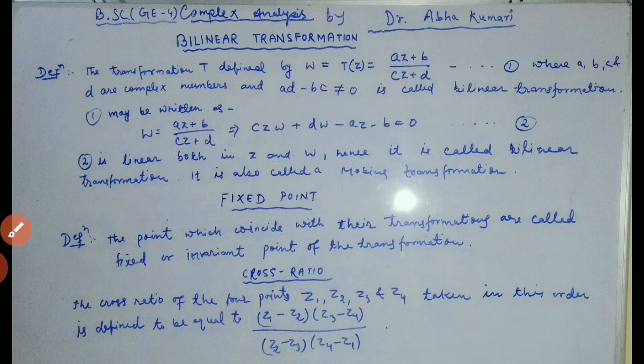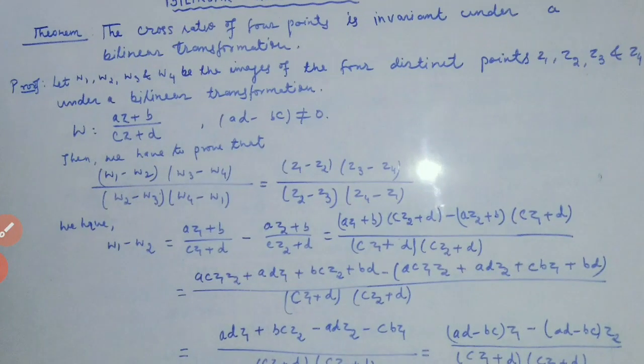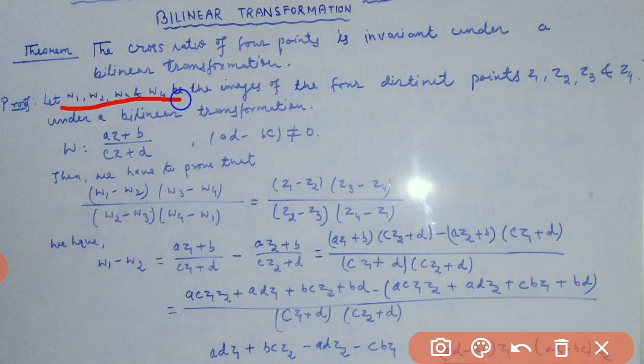Okay, so let's see some theorem on this transformation. So the theorem is: the cross ratio of the 4 points is invariant under a bilinear transformation. So what does invariant mean? Invariant means the fixed points. Okay, so let us prove this theorem. Let W1, W2, W3 and W4 be the images of the 4 distinct points Z1, Z2, Z3 and Z4 respectively under a bilinear transformation.